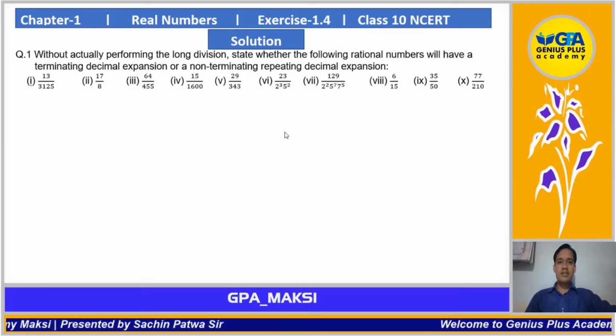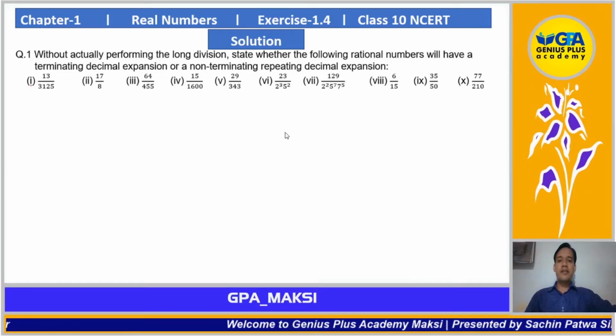Today we will discuss class 10th NCERT chapter 1, Real Numbers, exercise 1.4. In our previous exercise 1.3 we discussed irrational numbers. Also we discussed terminating and non-terminating numbers. Now today in exercise 1.4 we discuss terminating decimal expansion and non-terminating repeating decimal expansion.